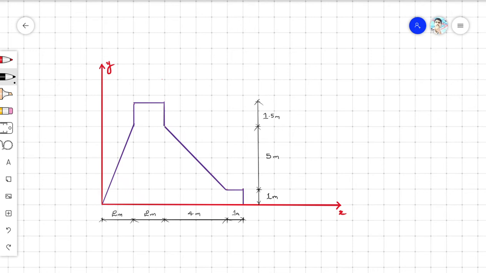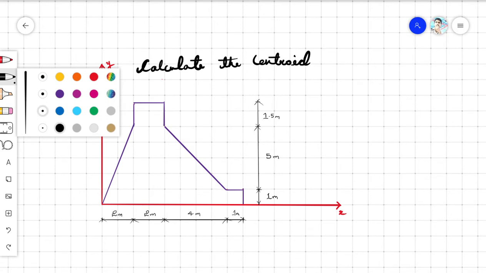So in this numerical, it looks like something like a dam structure, a cross section of the dam. What they say is to calculate the centroid. Cool. So let us find the centroid of each known section first.